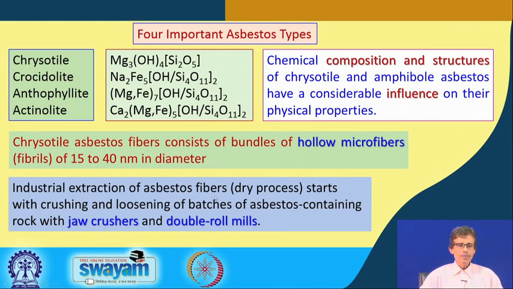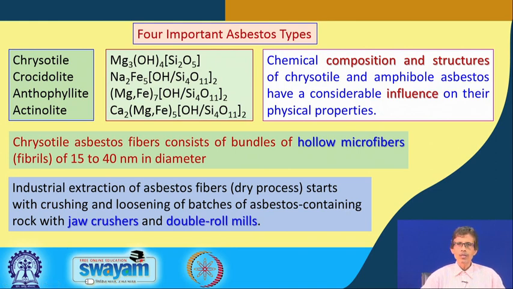So, when we go for these asbestos fibers, we can have a particular process. Industrial extraction or industrial isolation can be done through a dry process. How does it start? It starts with crushing and loosening of batches of the raw asbestos materials which are coming out of the rock. So, the rock material is the starting material. The bulk rock material we can loosen with the jaw crusher. So, the jaws can take out and then remove those fibers or the corresponding microfibers also.